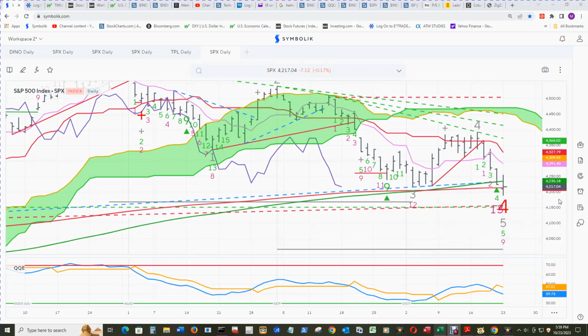And then if it really takes off to the upside and gets past 4294.64, so above the conversion line, so it gets above that, and then subsequently turns around and heads back down and gets below that ongoing demand line, it will become qualified that way too.